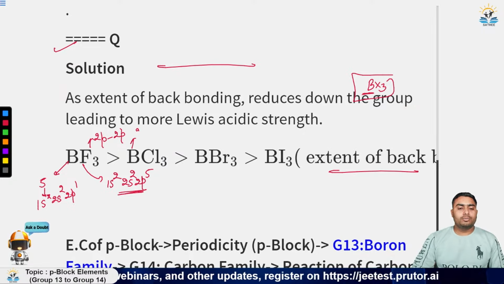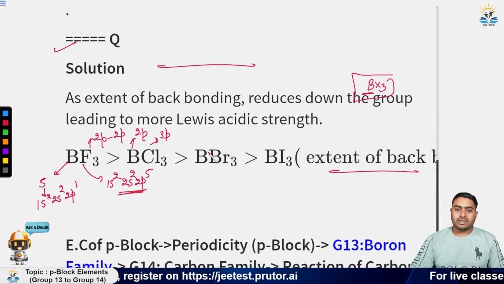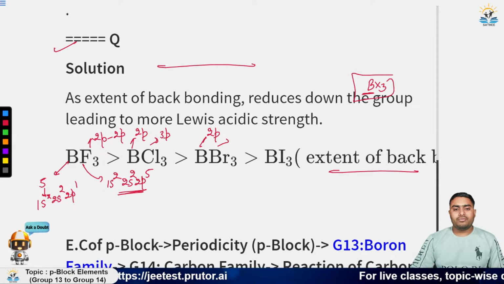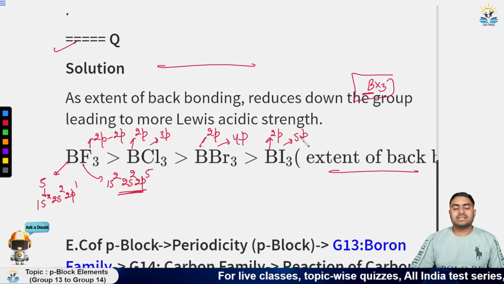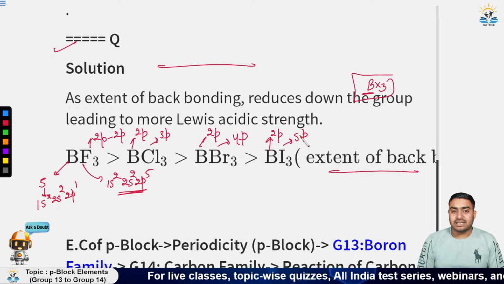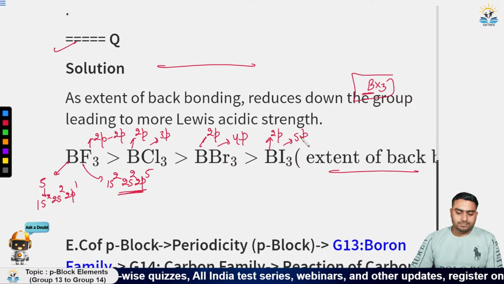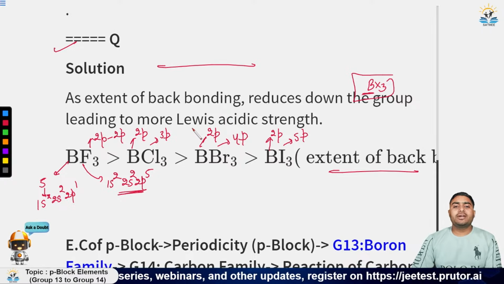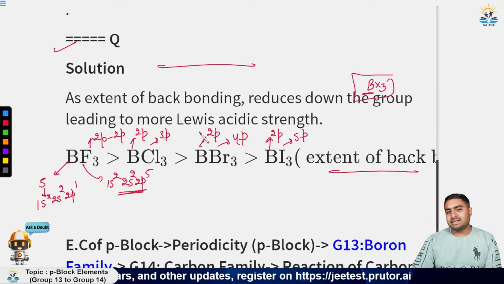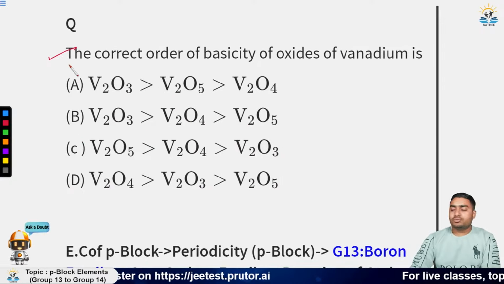But here 2p, and here 3p. So overlapping is not effective. So 2p and 4p, 2p and 5p. In these cases the overlapping region will decrease. If the extent of back bonding is less, definitely what happens? You can see as the extent of back bonding reduces down the group, it leads to more Lewis acidic strength. So that's all about the answer to this particular question. Let's move to the next.